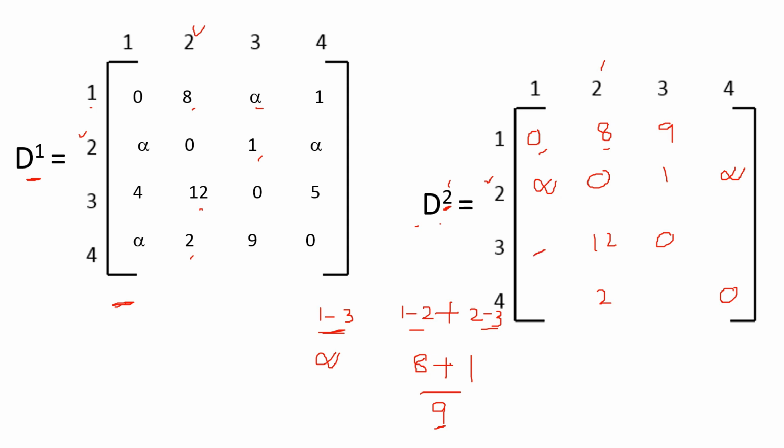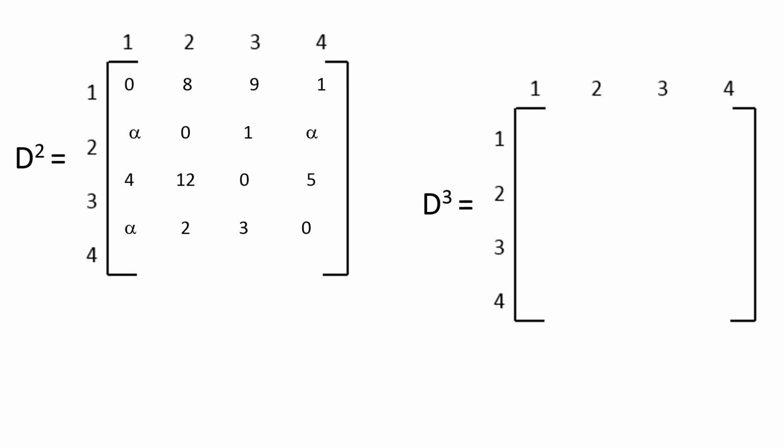I'll show you this one, that is 3 to 1. Since we are doing it via 2, 3 to 1 is 3 to 2 plus 2 to 1. So 3 to 1 is 4, and 3 to 2 is 12, and 2 to 1 is infinity. Naturally this is bigger than 4. Seeing this 12 itself, we can stop because it is bigger than 4. Anyway, after adding, it will become even bigger. So make the entry 4. Likewise, we have to complete D2.